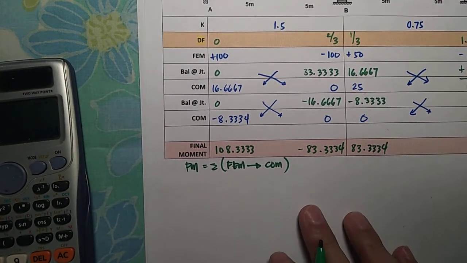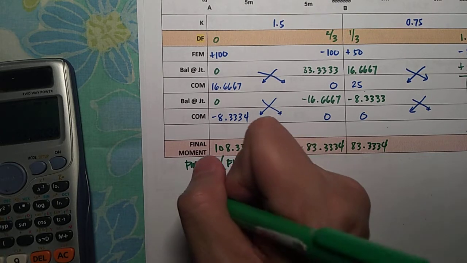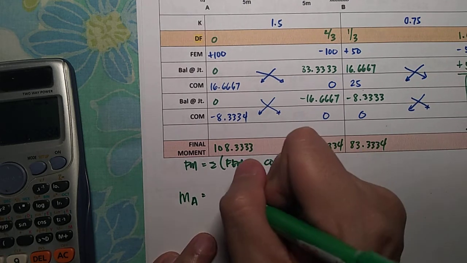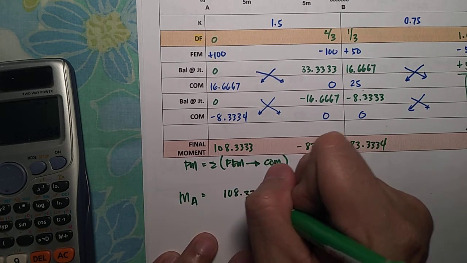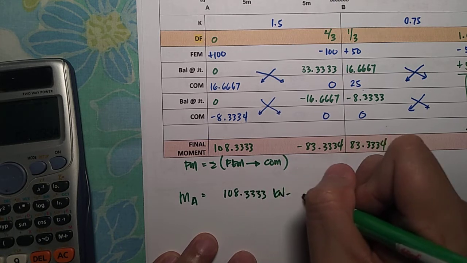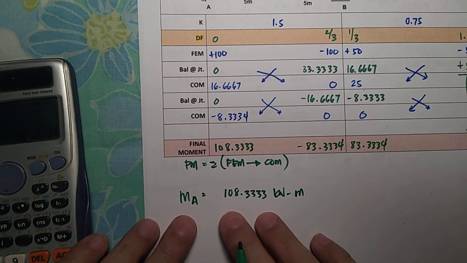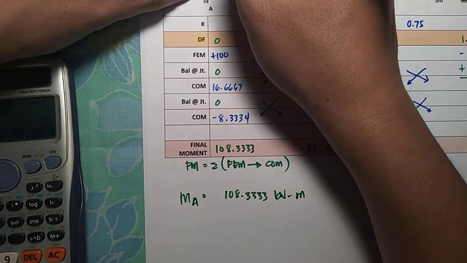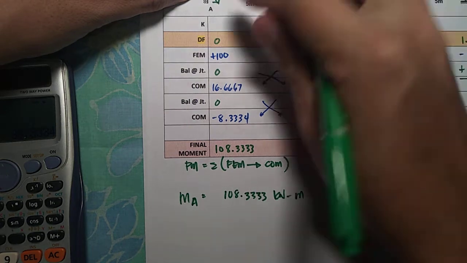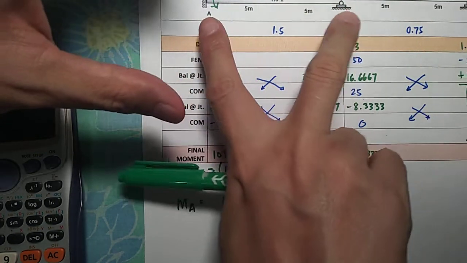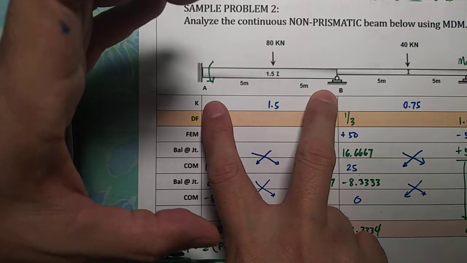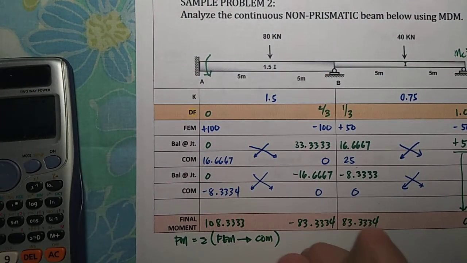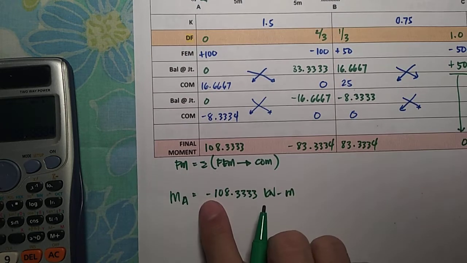So therefore, the moment at A is 108.3333, that's kilonewton meter. Ano ang tunay na sign ng moment sa A? As you can see, this is positive, so that means counterclockwise. Yan, counterclockwise. And that counterclockwise moment, considering this member counterclockwise, diba, it makes the beam sad face. Pag ganun, sad face, kaya negative to. Yan yung true sign ng MA.